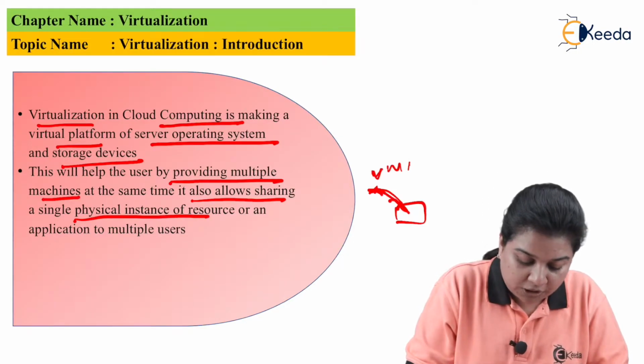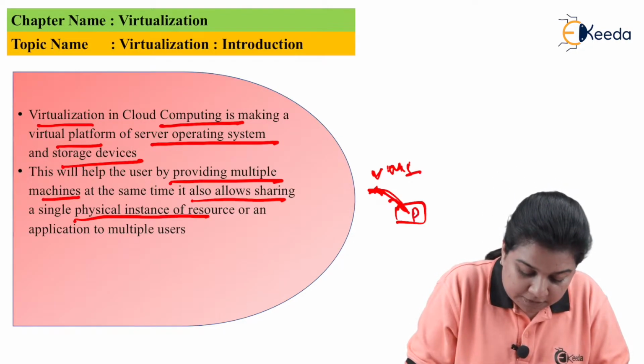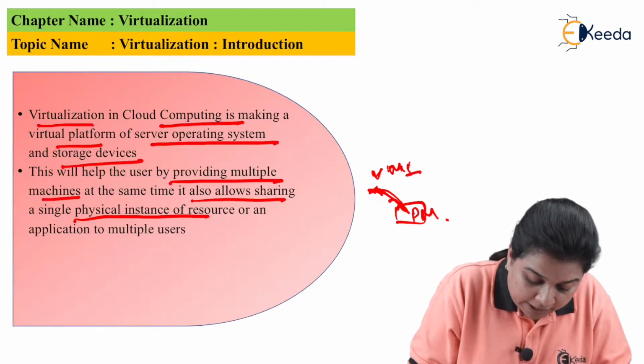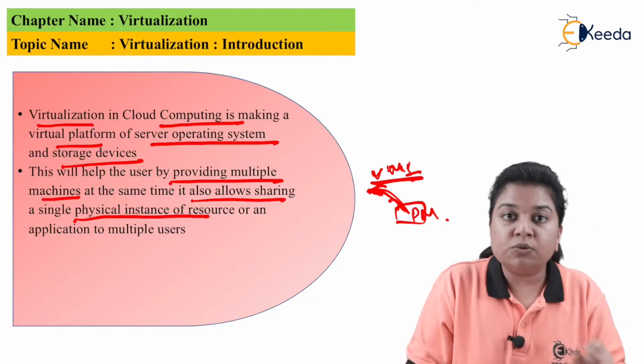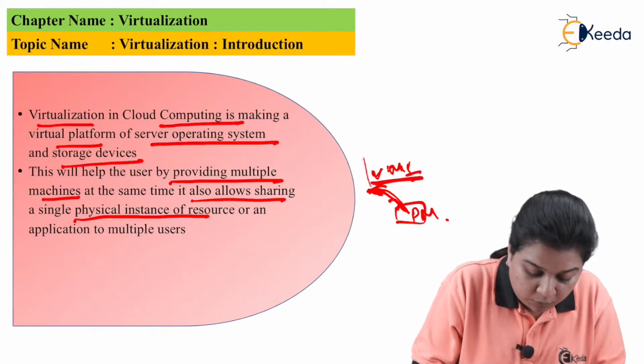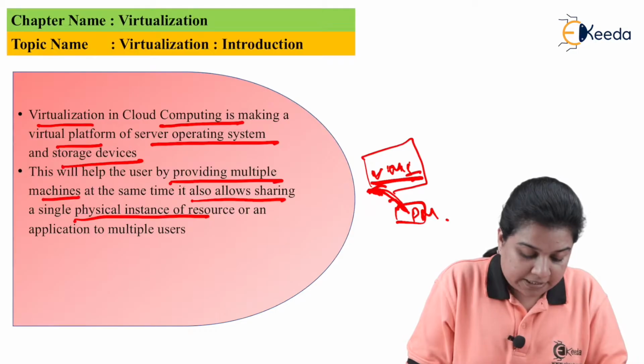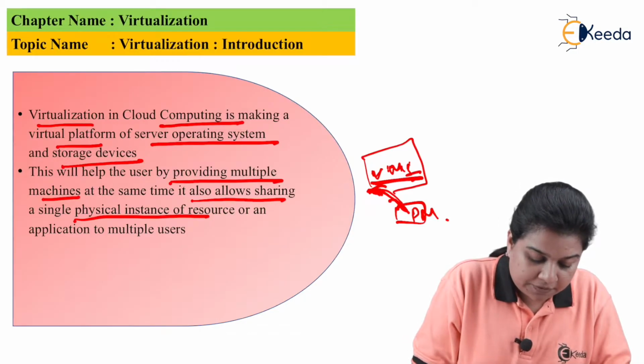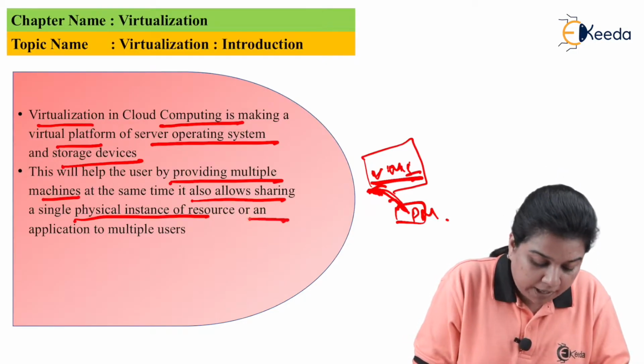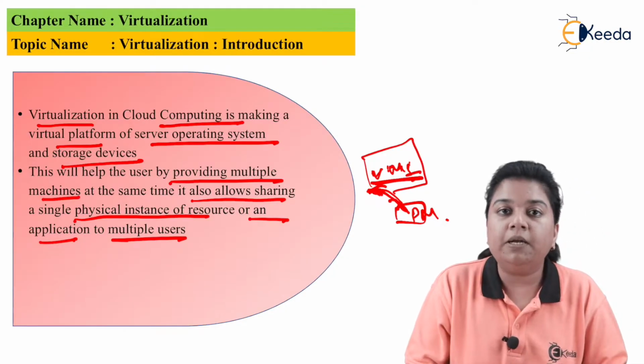if virtual machine 1 is using this physical machine, then the instance which this machine is using is single, and this machine is only using that particular instance. At the same time, it also allows sharing a single physical instance of the resource or an application to multiple users.